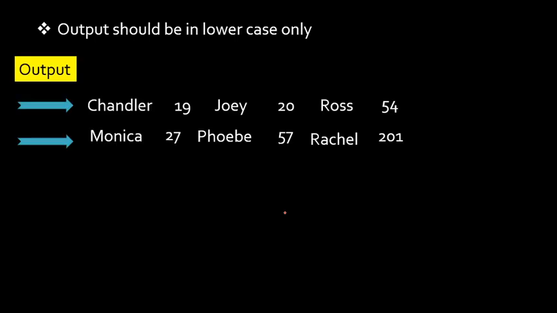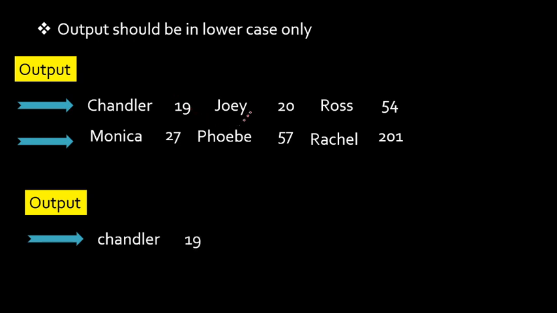What is the output we have now? After sorting, this is our output. So what should you do? Output should be in lowercase only means convert all uppercase characters to lowercase characters. Okay. So how can you convert them? In this Chandler, capital C will be converted as small c. Okay. No change to the number. Next word Joey, capital J will be converted as small j, no changes to the number. Next we have Ross, capital R will be converted into small r, no change to the number. Clear? Okay. This is your actual output. This output is wrong.